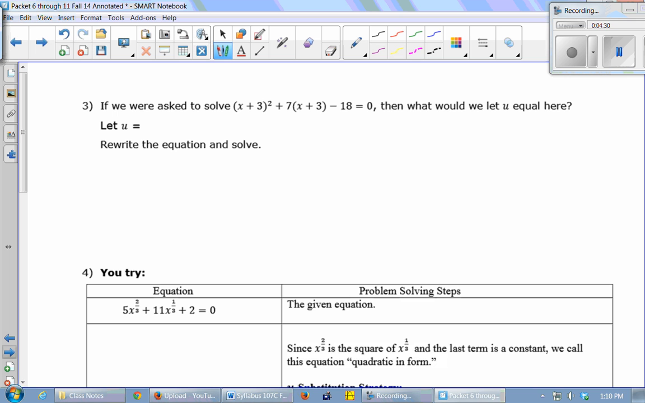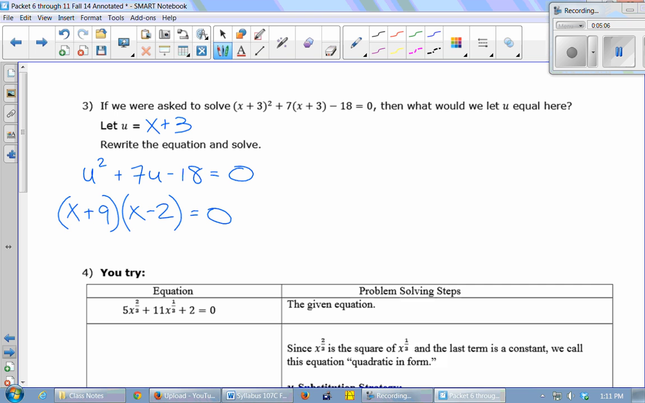All right, so what if I wanted to solve x plus 3 squared plus 7 times x plus 3 minus 18 equals 0? What should we let u equal? X plus 3. Okay. Rewrite the equation and solve it. So we get u squared plus 7u minus 18 equals 0. Does that factor? Yeah, 9 and 2 should work. So u plus 9, u minus 2. Oops, sorry, I wrote x's, those are u's. That's important.